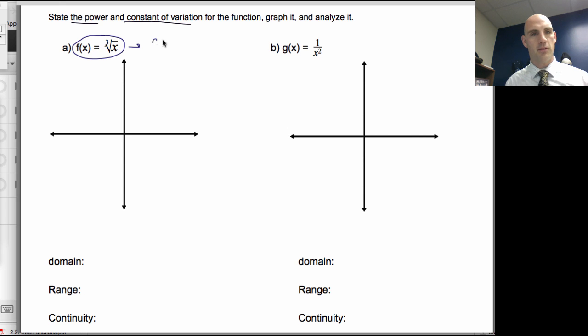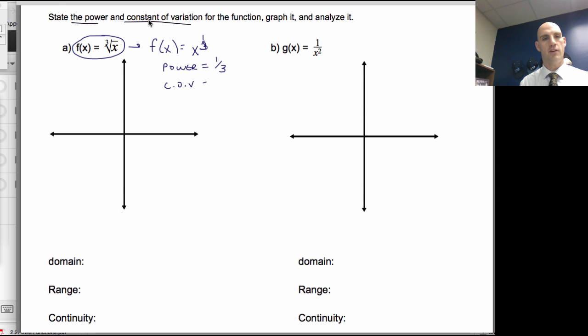So what I'm going to do is I'm going to rewrite this one as f of x. And I need to write it as x to a power. Well, 1/3, so the power 1/3 is cube root. And so now I can write my power as 1/3. My constant of variation, so this is COV, is going to be the number out front of x, the coefficient. The coefficient in this case is 1.